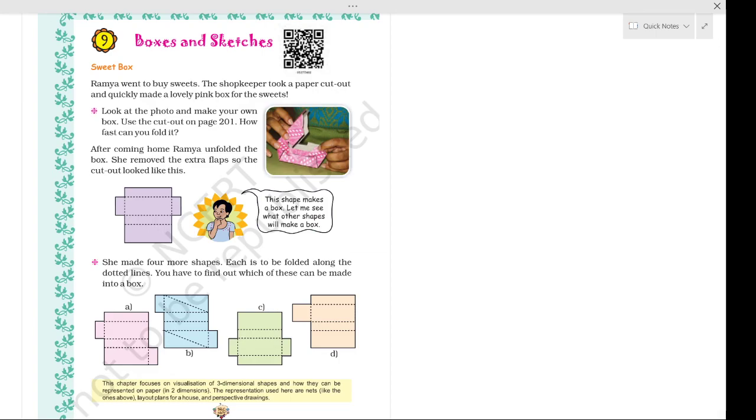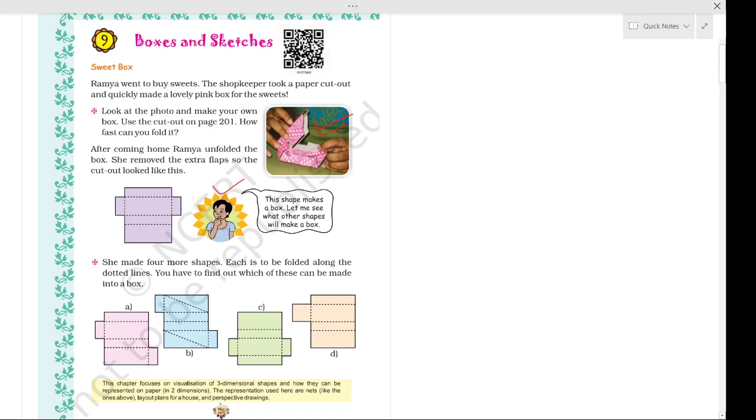Children, here I am going to explain the Boxes and Sketches chapter, and this is your chapter 9. Now what is written over here? This girl is Ramya and she went to buy some sweets. The shopkeeper took a paper cutout. You can see here this is a paper cutout, and he quickly made a lovely pink box for the sweets.